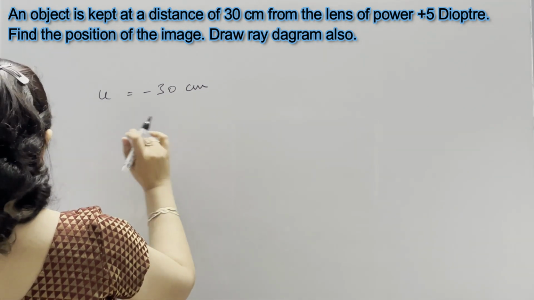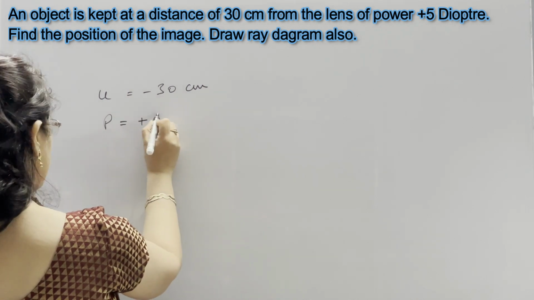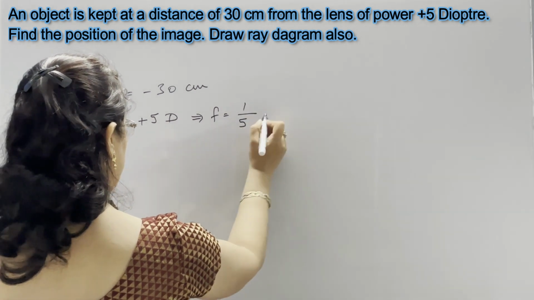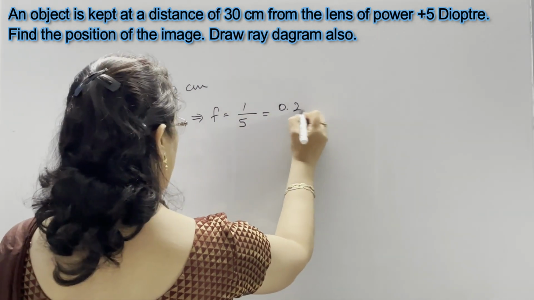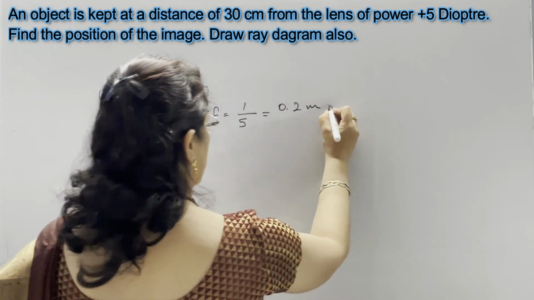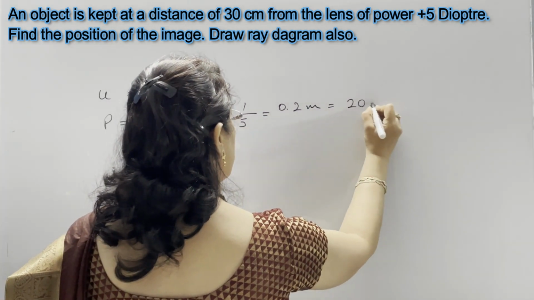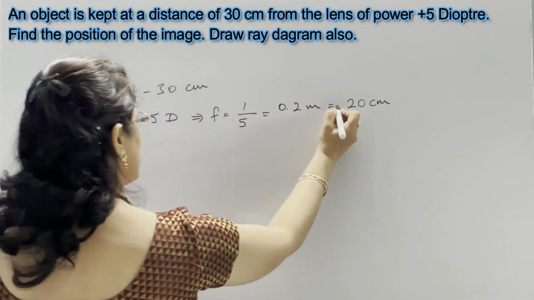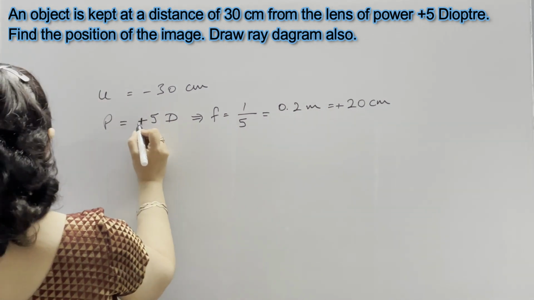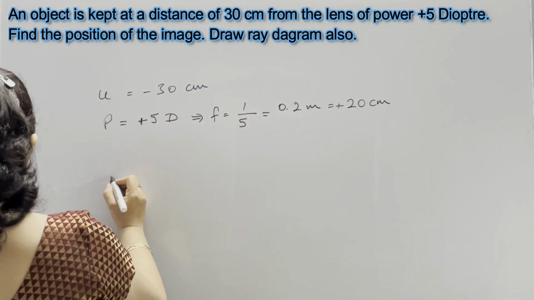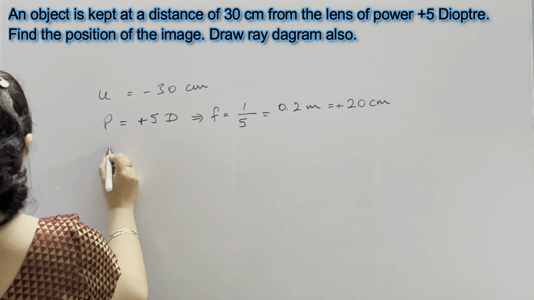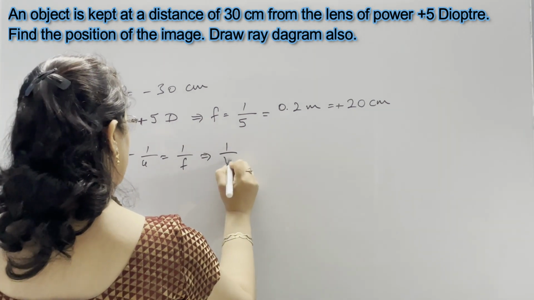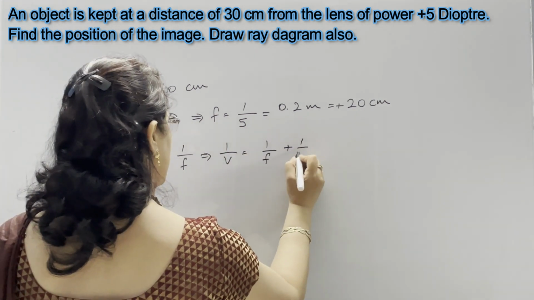Here the power of the lens is given. Power is given as plus 5 diopter, and we know that focal length is equal to 1 upon power, 1 upon 5. It means 0.2 meter is the focal length, and converting to centimeter it becomes 20 centimeter. So focal length is 20 centimeter, and this is a convex lens, so focal length is positive. Now we have to find the position of the image, means v we have to find. So 1 by v minus 1 by u is equal to 1 by f. It means 1 by v is equal to 1 by f plus 1 by u.